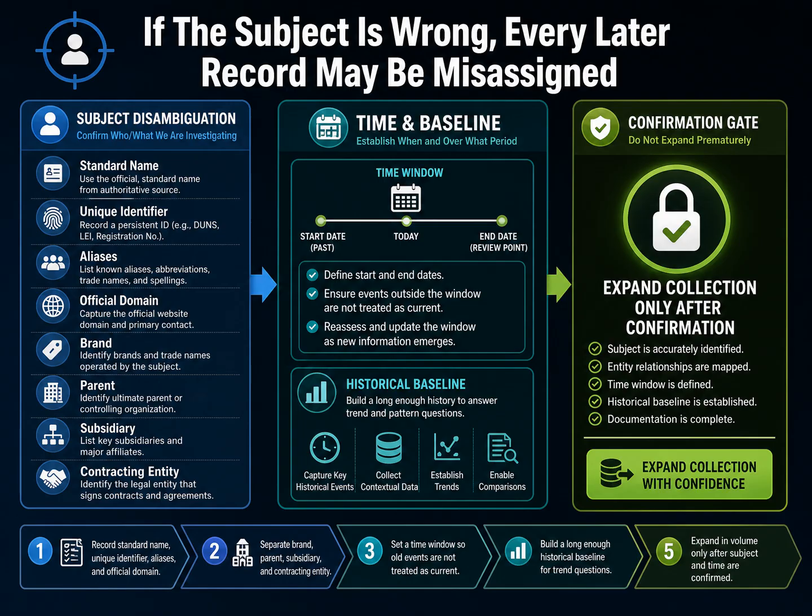If the subject is not confirmed, every later record may be attached to the wrong entity. Record the standard name, unique identifier, aliases, former names, and official domain. Separate the brand, parent, subsidiary, and proposed contracting entity. Then define the time window so an old penalty is not treated as the present state, and 1 month of hiring is not called a long-term trend. Confirm subject and time before expanding at scale. That one discipline prevents a great deal of rework.